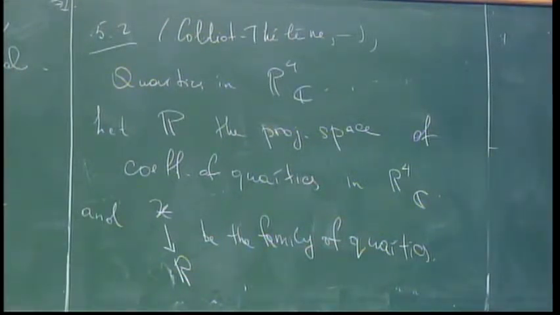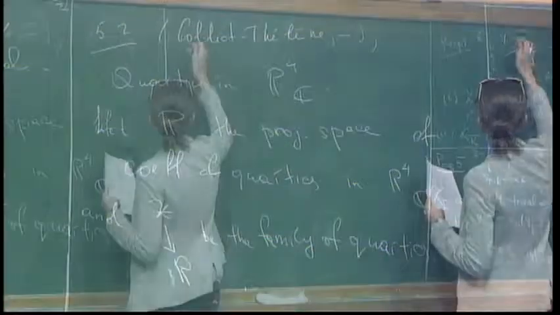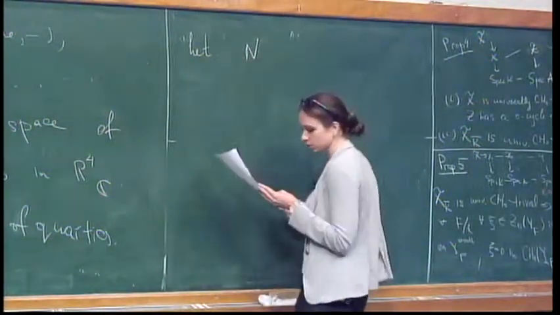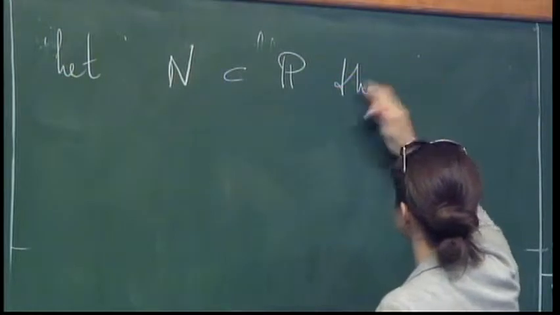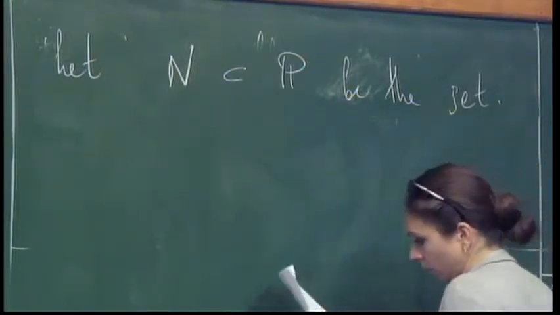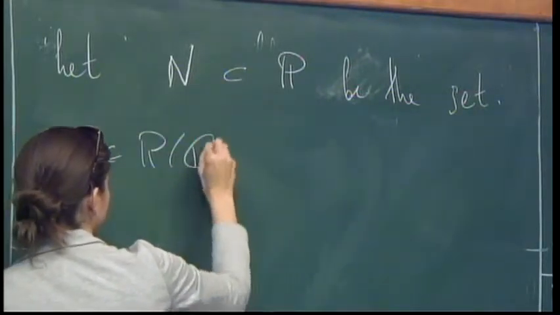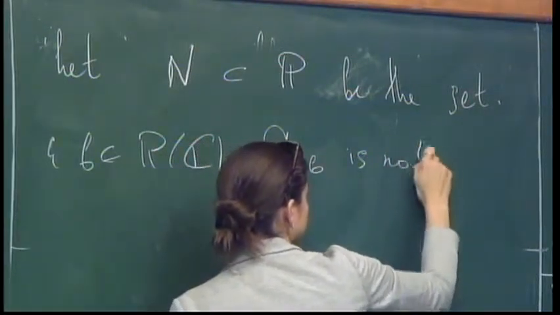So in this family, we are interested in the locus of quartics which are not stably rational. So that was the question. Let me put N, like non-stably rational, in P, be the locus, the set of points, say complex points, such that the corresponding quartic is not stably rational.